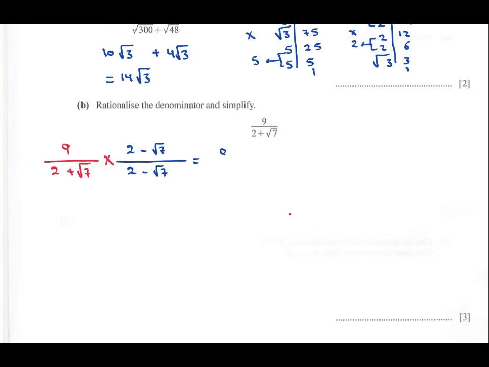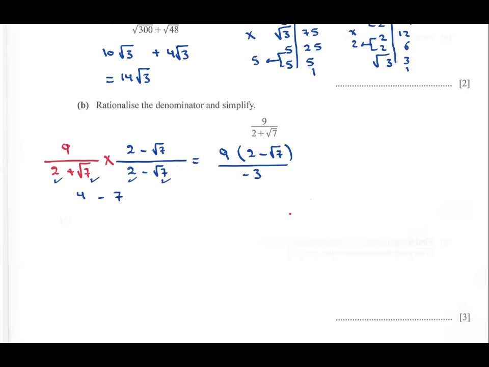Okay? 9 times 2 minus root 7 over. When multiplying 2 conjugate numbers, the answer will be only 2 terms. The first times first will be 4. The second times second will be 7. Root 7 times root 7 equals 7. Positive times negative will be negative. 4 minus 7 equals negative 3.